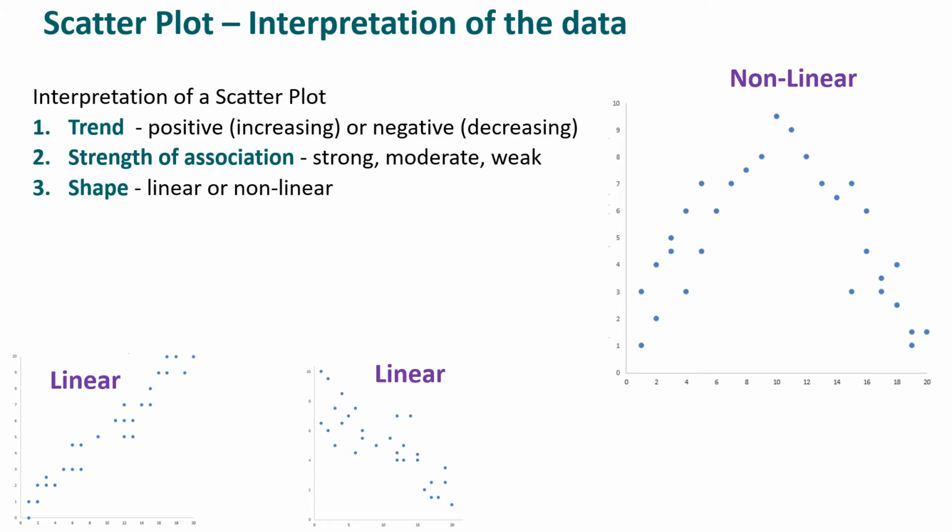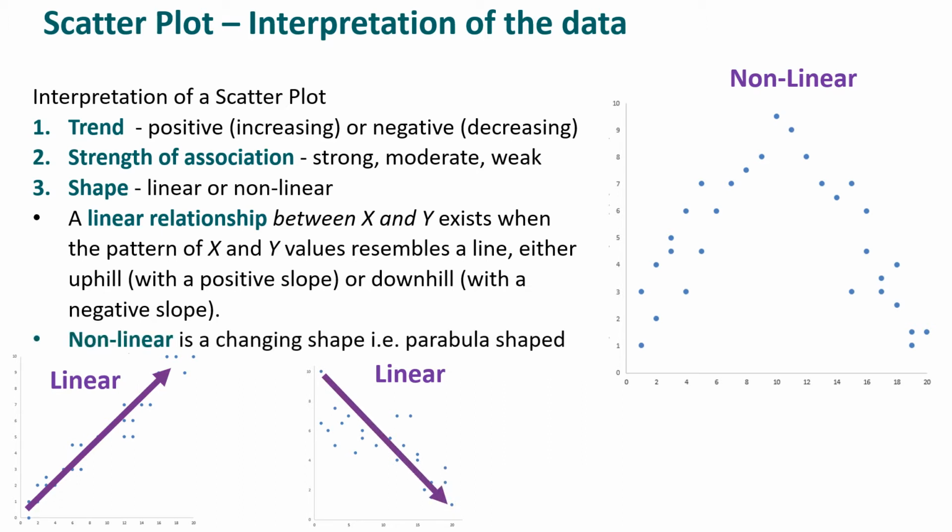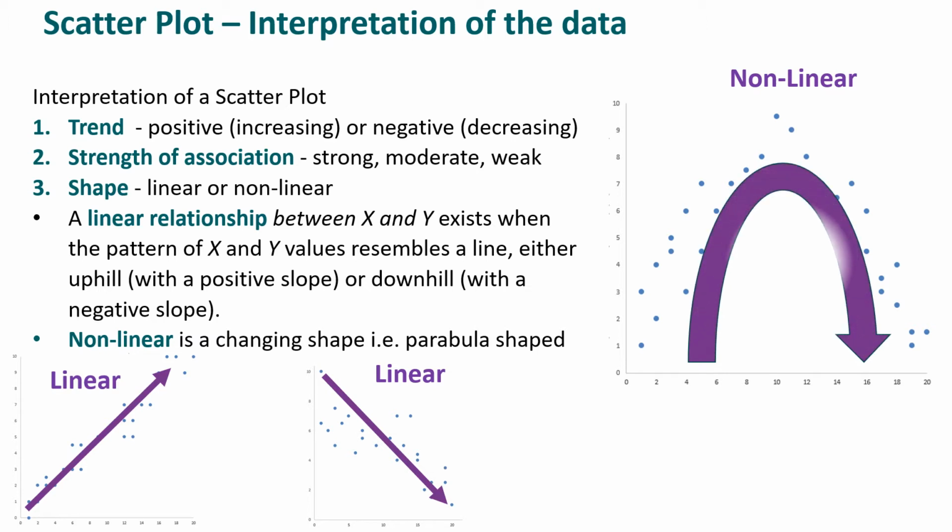And the third step when interpreting the data in a scatter plot is to look at the shape to determine if it's linear or non-linear. So a linear relationship between x and y exists when the pattern of x and y values resembles a line, either an uphill line with a positive slope or a downhill line with a negative slope. Non-linear is a change in shape in the data, such as parabola shaped. An example here is of non-linear data.